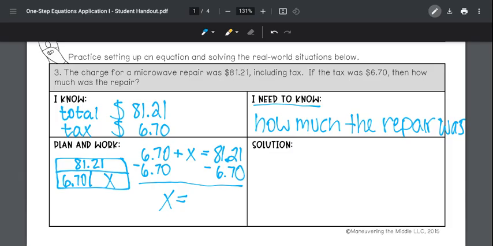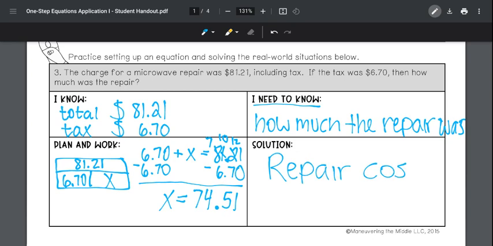One minus 0 is 1. I can't do 2 minus 7, so 1 becomes a 0, 2 becomes a 12. 12 minus 7 is 5. Bring down my decimal point. Can't do 0 minus 6, so 8 turns into a 7, 0 turns into a 10. 10 minus 6 is 4, and 7 minus nothing is 7. So the repair cost $74.51. Okay, take a minute, write that down. If we need to pause the video, that's fine.